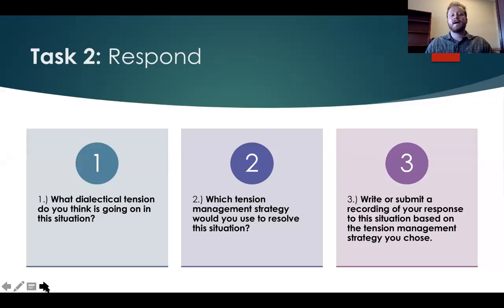So for the task 2 assignment on Canvas, there are going to be 3 prompts that I'd like you to answer. The first being, what dialectical tension do you think is going on within the situation? Second, which tension management strategy would you use to resolve this situation in particular? And then finally, I'd like you to write or submit a recording of your response based on the situation and the tension management that you choose. So what would your communication practically and specifically look like as you recognize and understand these theories as well?